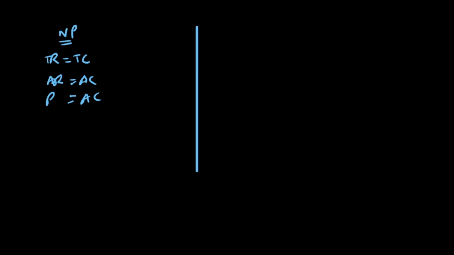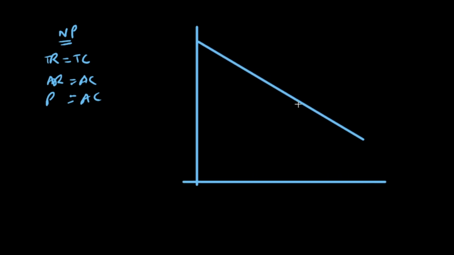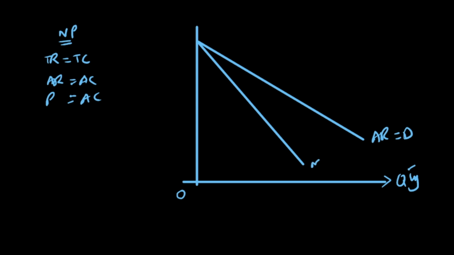Okay, so for normal profit, there are certain conditions. Total revenue is equal to total cost, and average revenue is equal to average cost, and price is equal to average cost. So these are the conditions for normal profit. And now we have to draw the axes again, and we have to label them perfectly. This is the average revenue line, and this is marginal revenue, which is the shadow of average revenue. And we have to draw the marginal cost curve as well. So this is quantity, this is AR, average revenue, which is equal to demand, and this is MR, marginal revenue.